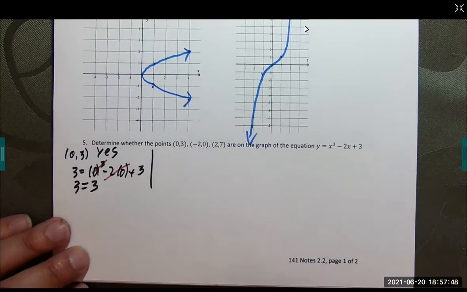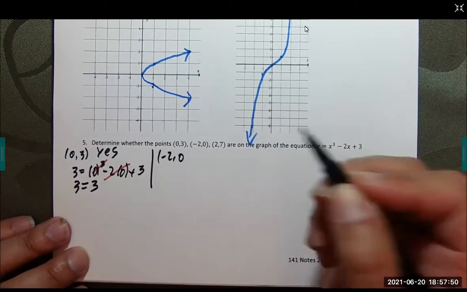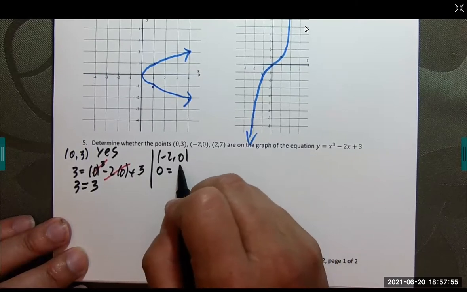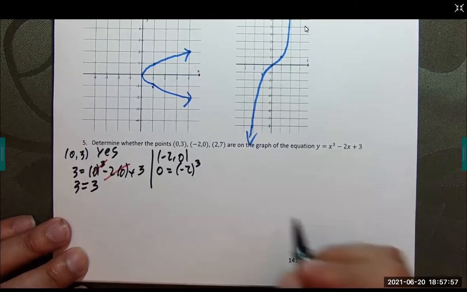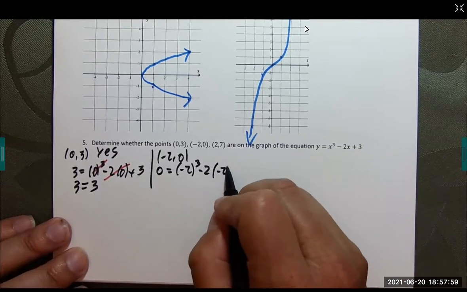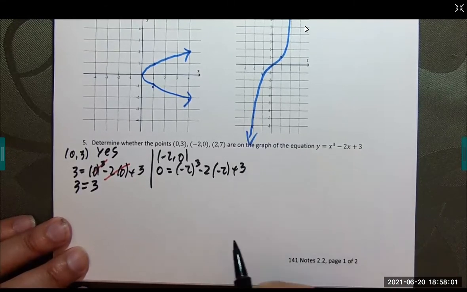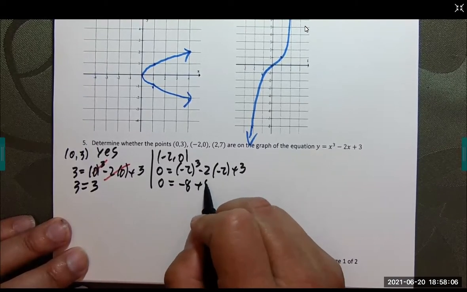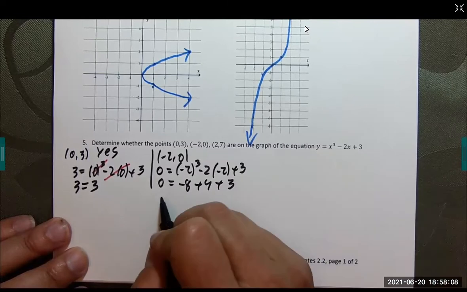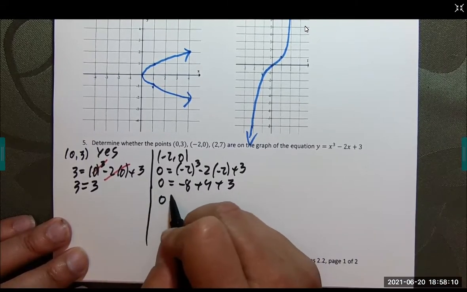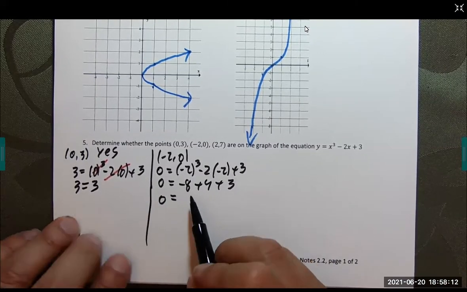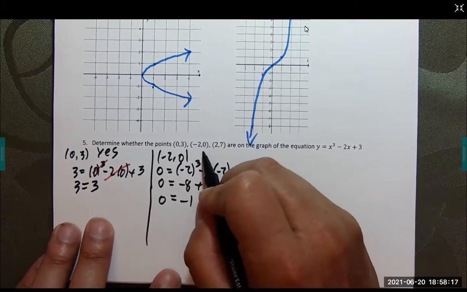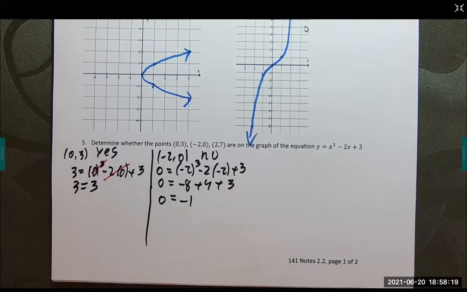Let's try -2, 0. So 0 equals -2 cubed minus 2 times -2 plus 3. 0 equals -8 plus 4 plus 3. Let's see, that is -4. -4 plus 3 is -1. So the answer to this one is no. -2, 0, not on the graph.